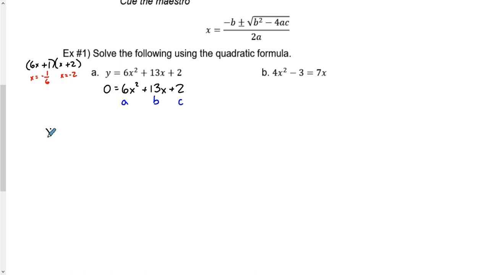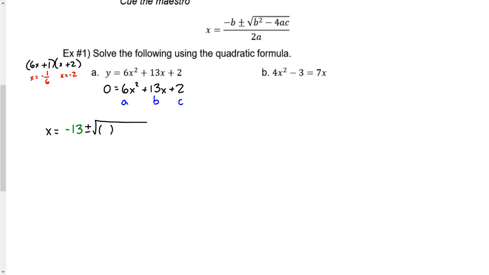Our x would equal negative b. So this is usually one first error, and we'll identify it better in the next example, but it always has to be the negative of the b value. Our b value is positive 13, so we're going to have to go negative 13. Plus or minus the square root. Our b is 13.